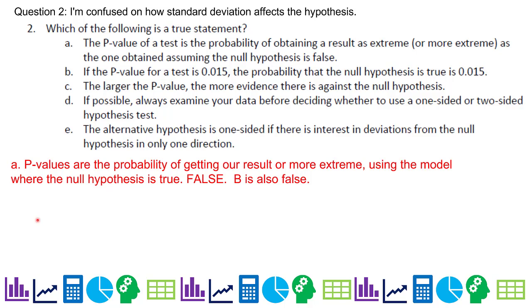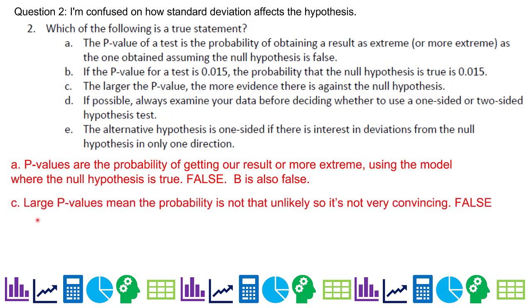The larger the p-value, the more evidence there is against the null hypothesis. It's actually the opposite. Oops, I skipped, so I'll do C first. No, that's right. The larger the p-values, the probability is not that unlikely, so it's not very convincing. The probability of getting what we got is kind of high based on our model. So maybe our model's okay.